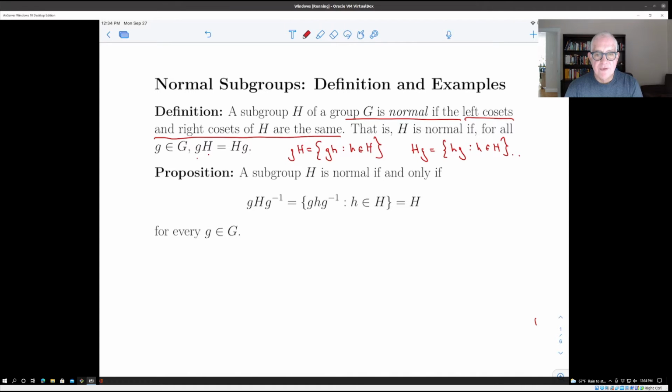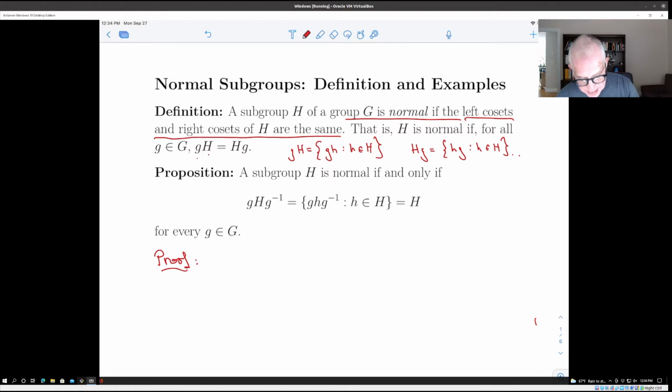Now, an equivalent way to check if a subgroup is normal is to consider the set gHg inverse, which is the collection of elements that you get if g is fixed, and you take all the elements h of the subgroup H and form ghg inverse for each element of H. And if that gives you H back, then your subgroup is normal. So let's just quickly look at why these two things are the same.